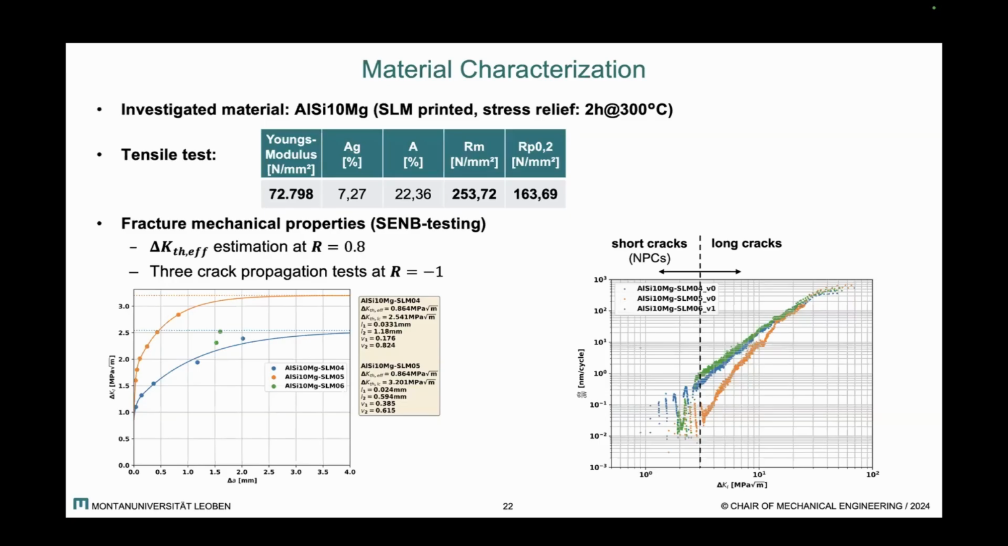That's from the material characterization. I'm looking at an aluminum alloy that was SLM printed and stress relieved. I performed a tensile test, which shows a tensile strength of 250 megapascals and a fairly ductile behavior, and some crack propagation tests. Those show some variance, which I make use of by fitting two different crack resistance curves for the same load ratio, and therefore we can analyze the effect of these two different crack resistance characterizations on the simulation results.